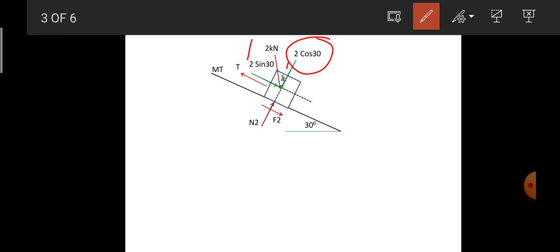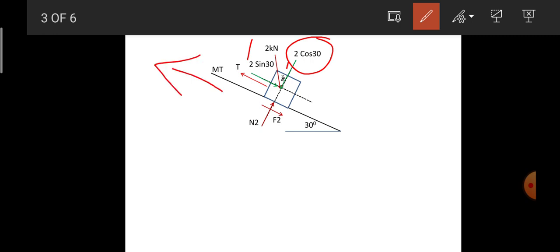Apart from that, since this is block A, as I said, P is the force which is responsible for the motion of the overall system, wherein P moves in the left side direction. If P moves in the left side direction, block B will move in the left side direction, and block A will move in the upward direction. Therefore the motion trend will be in this direction.